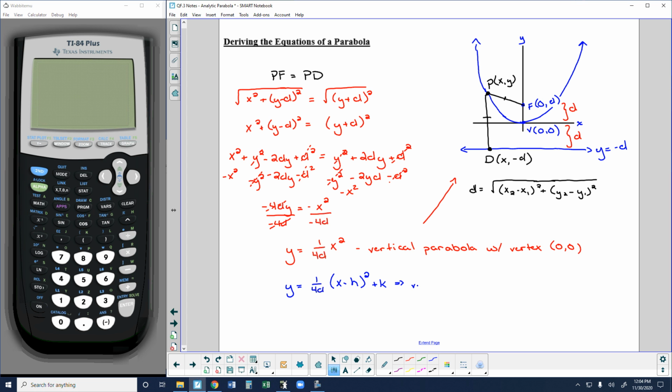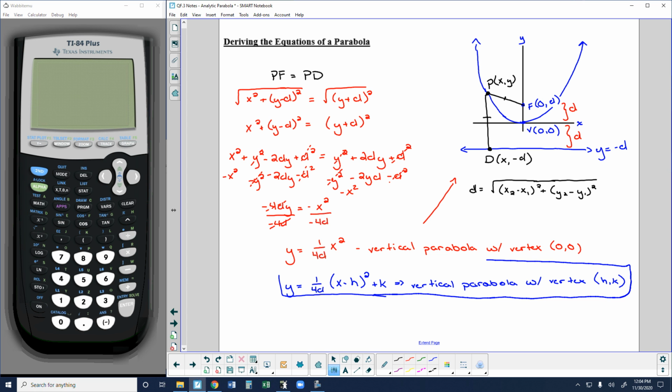This is a vertical parabola with vertex hk. So it's basically what we saw above, but now I have the ability to shift my vertex around. And this is going to be very key for us. So I'm going to go ahead and put a box around that. Actually, I'm going to take that box away. I'll give you a sketch here.